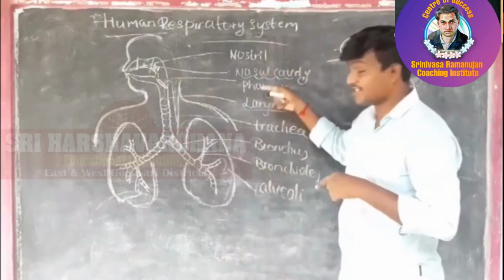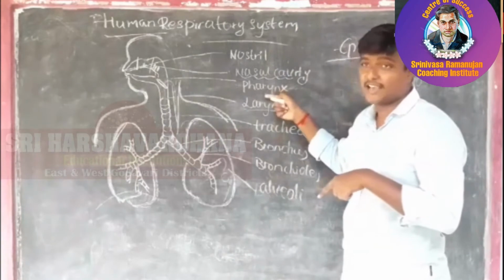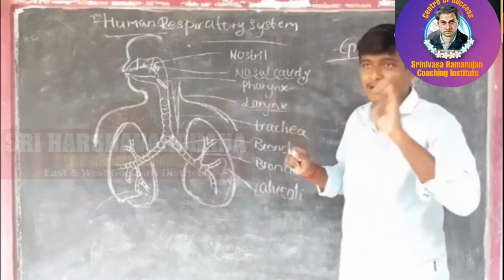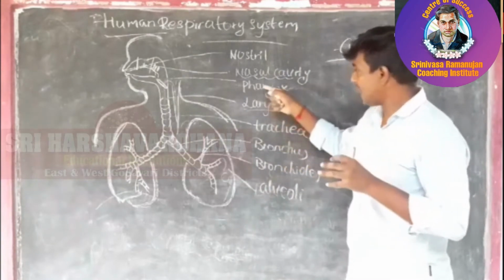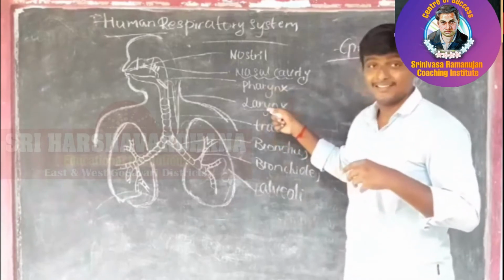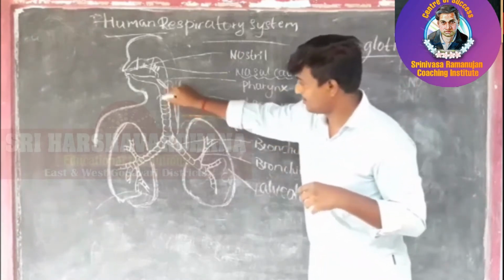Pronunciation-wise, pharynx and larynx are a little bit similar, not completely the same, just a little. So the pharynx is a common area, and the larynx is the next one we can see here.